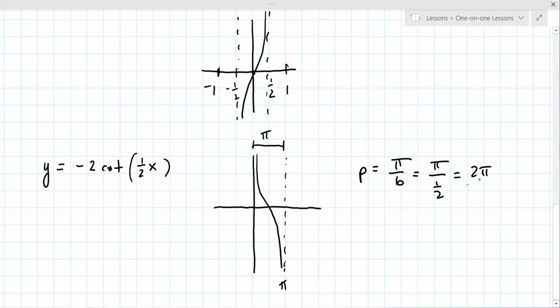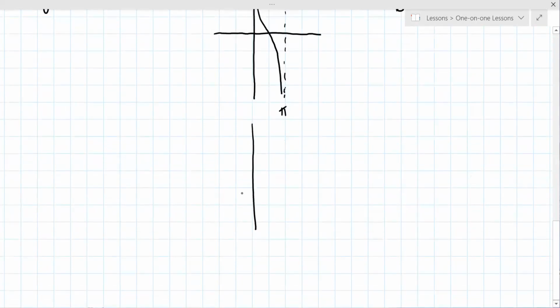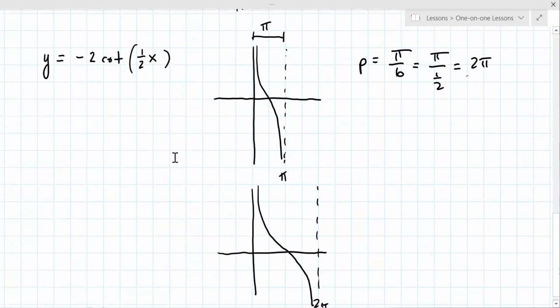All right. So now what that does is it moves this. Instead of it being from 0 to pi, it moves it out to 2 pi. And it still has this shape to it before we do the other things to it. So the period affects, kind of, a horizontal stretch or pull. Okay. Now, you also have to deal with this 2 and this negative.